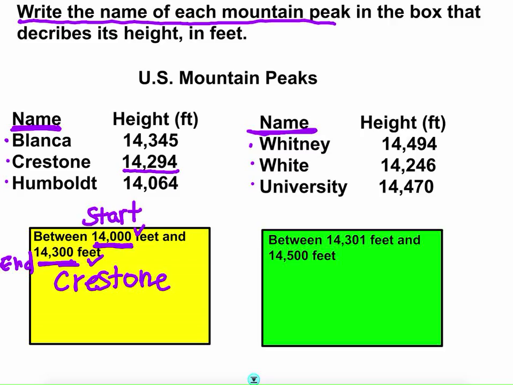You could also think of it as a number line, right? You start number and end number. Will that number fall in between on your number line? Okay. Now I'm going to move on to Humboldt. Let's see. 14,064. Start at 14,000 and end at 14,300. Yes, it's greater than 14,000 and it's less than 14,300. So Humboldt goes here.